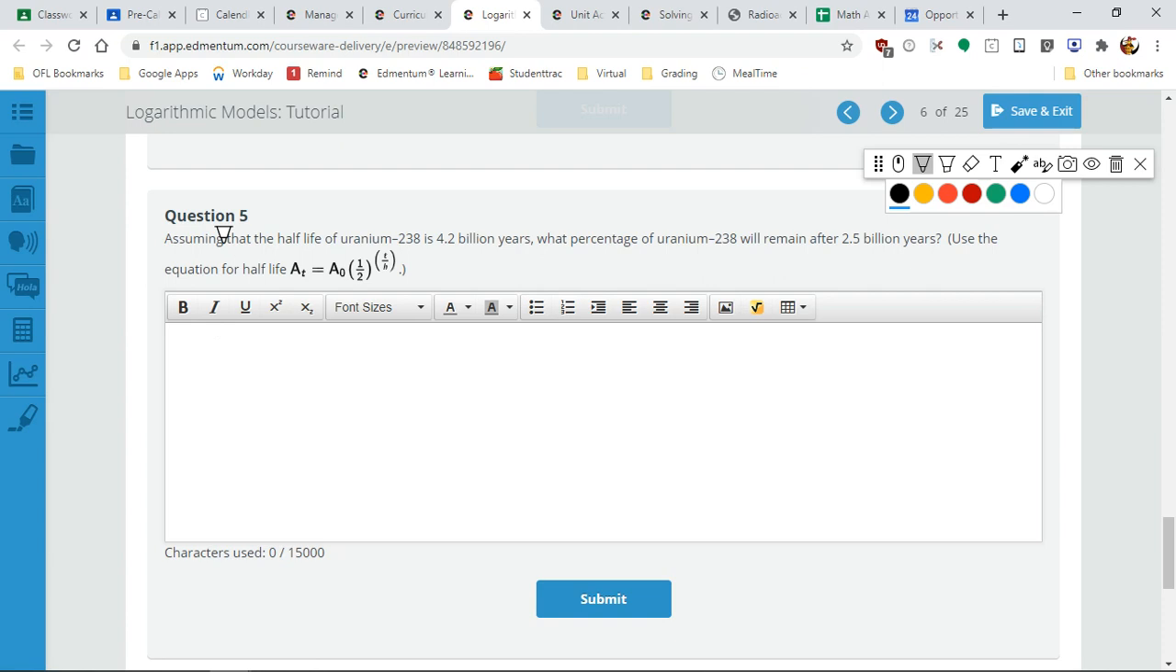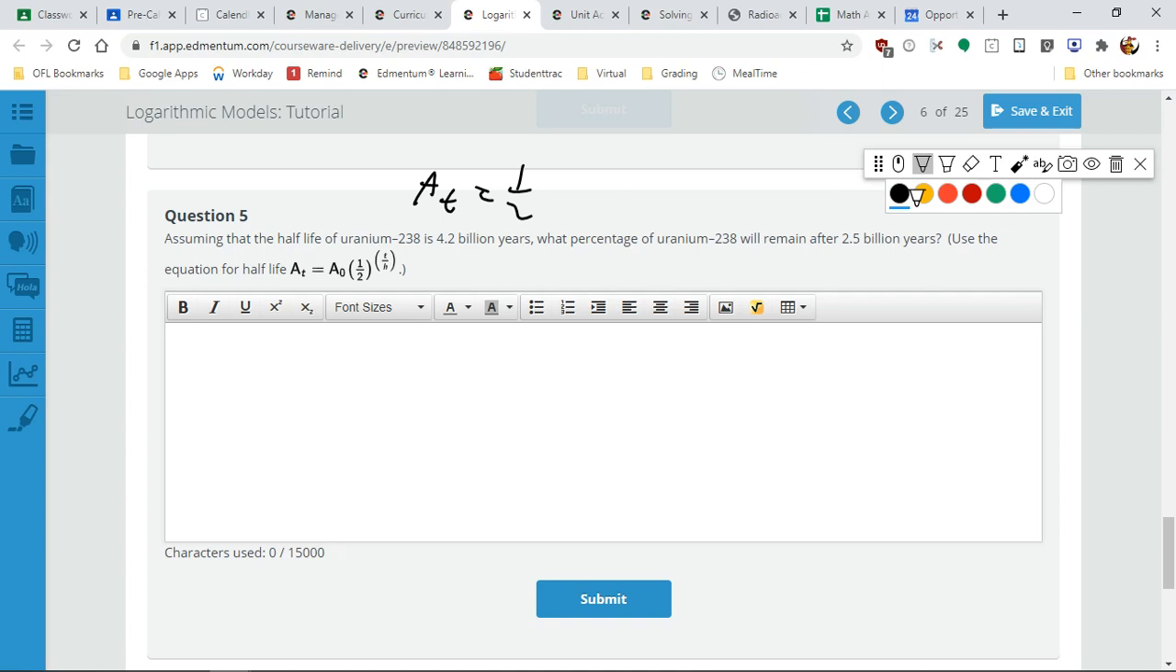So assuming that the half-life remaining is that, what percentage is left after this? If we're looking at percentage, you can assume the starting amount is 1 if you want to deal with decimals, or if you want to deal with percentage, call it 100, because that way it's 100%. I'm going to deal with decimals. So we're solving for A subscript T, the amount after a certain amount of time. We're going to start off with 1.